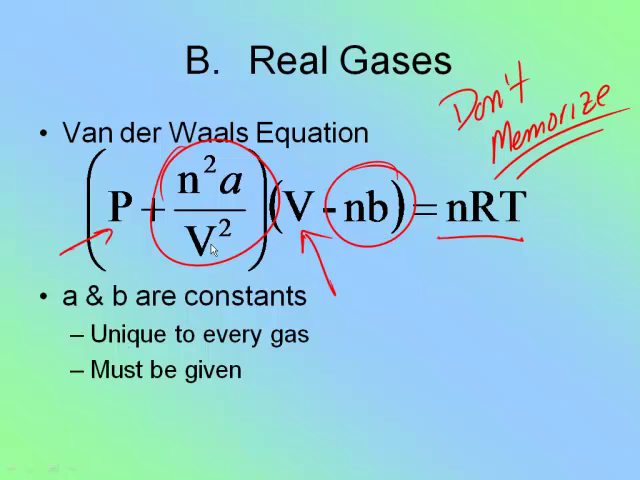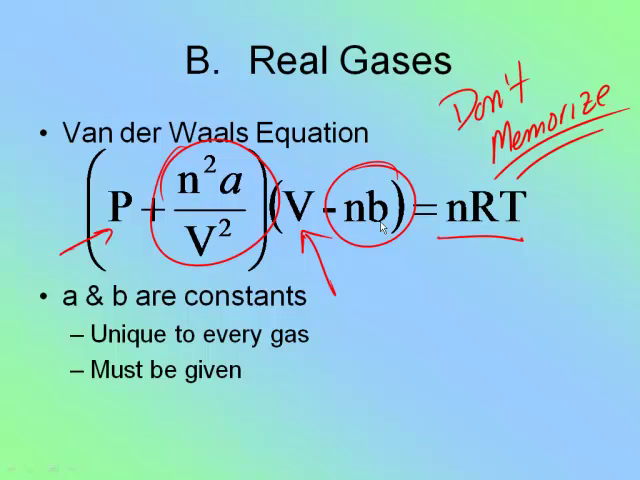Now, the a and the b are constants. They're unique to every gas. You have to look them up. You cannot memorize them. Every gas has its own. They're in a chart in a book, or if you ever need them, I'll give them to you. Okay? n is still moles. V is still volume. So those don't change. So you've got (P + n²a/V²) times (V − nb).